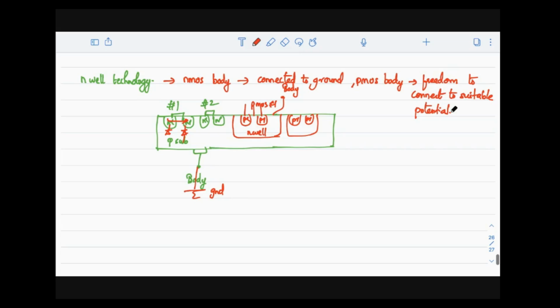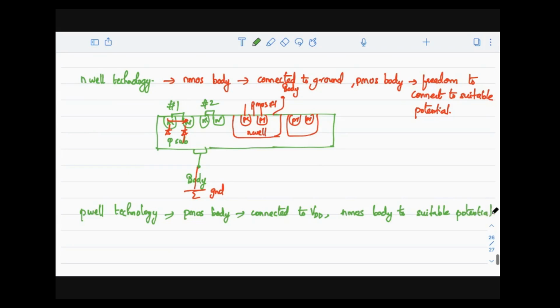Similarly, in the case of P-well technology, I'll just write it over here. This is something I am sure you would have learned in your digital VLSI design course. In P-well technology, the PMOS body will be connected to VDD, or the highest potential, and there you have the freedom of connecting the NMOS body to a suitable potential, because the individual body terminals will be available, right? So these are the basic process technologies available. There are many modern CMOS processes as well, which are available, right?